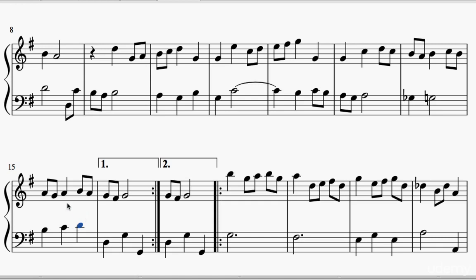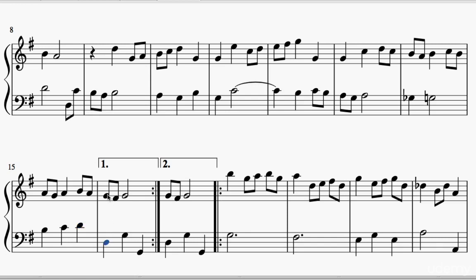So that's an interesting bar, but what happens there is that what we're doing is setting up kind of a turnaround. We're setting up to go back to the beginning because of our repeat here. So chords sometimes start moving around a little bit faster to get us back at the end of a phrase.